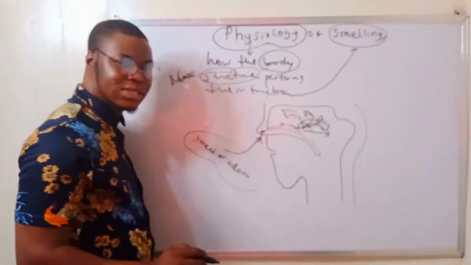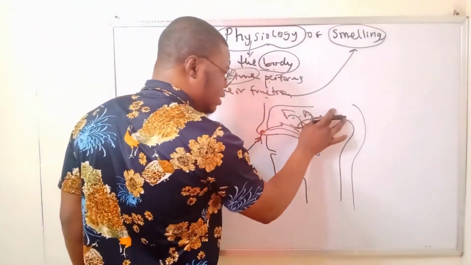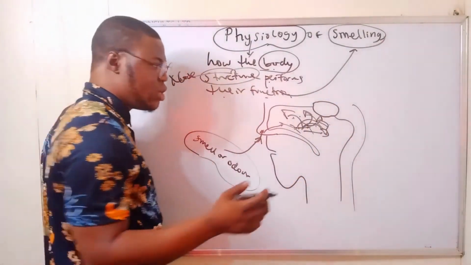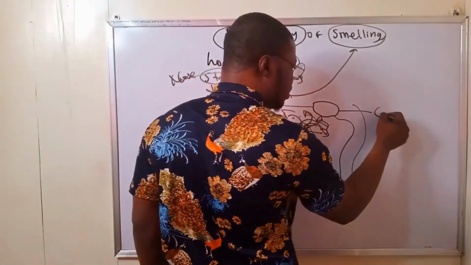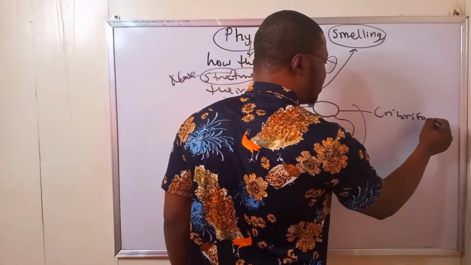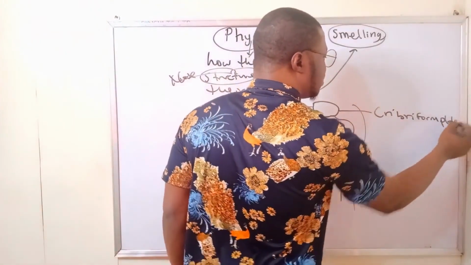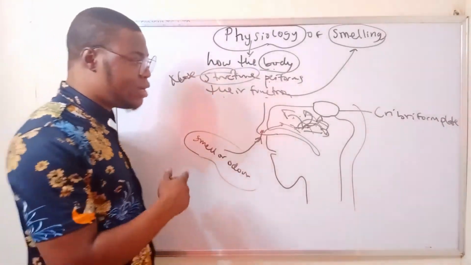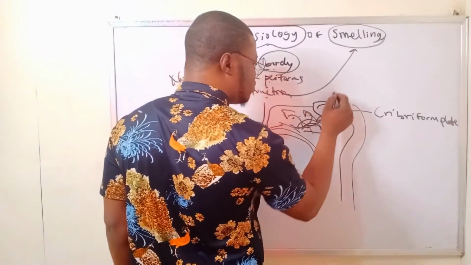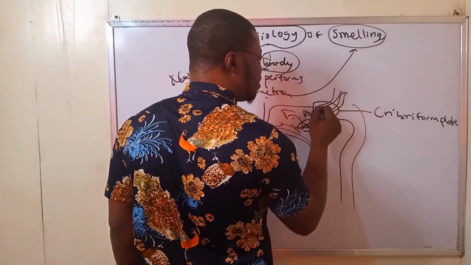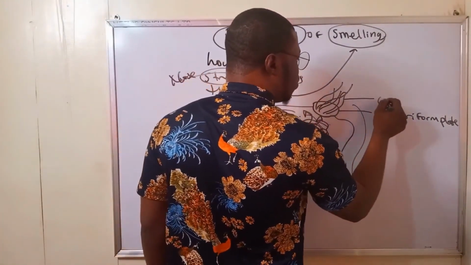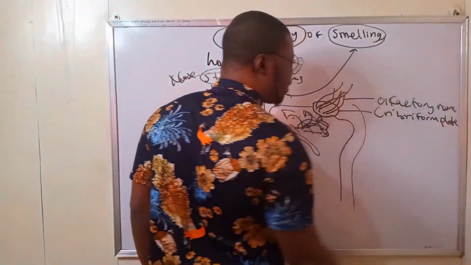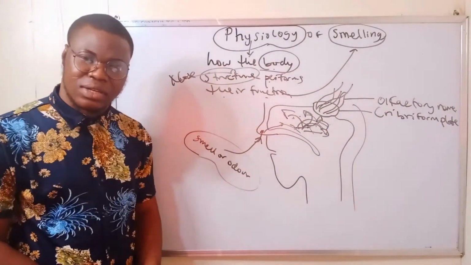And in that process, there is a structure right here. At the roof of the nasal cavity, they have a plate, and the plate is called the cribriform plate. The cribriform plate. And we all know that a plate is used to contain something, that is food. But here, they don't contain food. What they contain are bundles of nerves. Nerves. And those nerves are called olfactory nerves.